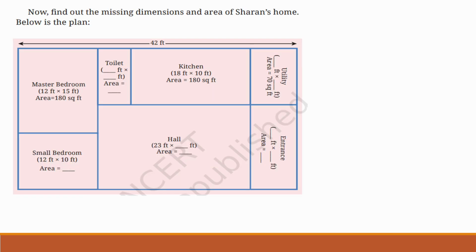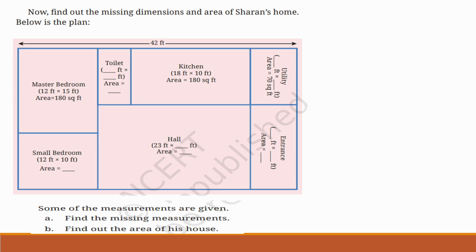Now find out the missing dimensions and area of Sharon's home. Below is a plan. So we have to find the missing dimensions and we have to find the area of Sharon's home. Some of the measurements are given. Find the missing measurements. Find out the area of his house. So what's the area of master bedroom? It is 12 into 15. That is 180 square feet. See here 12 feet by 15 feet.